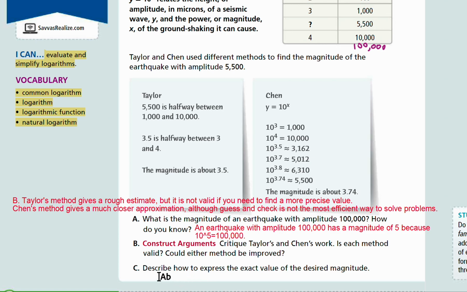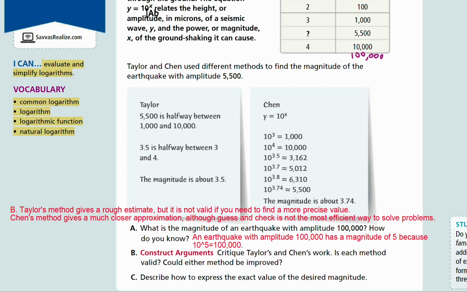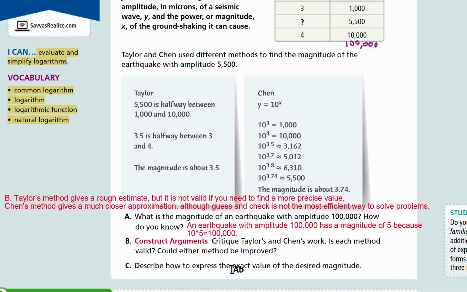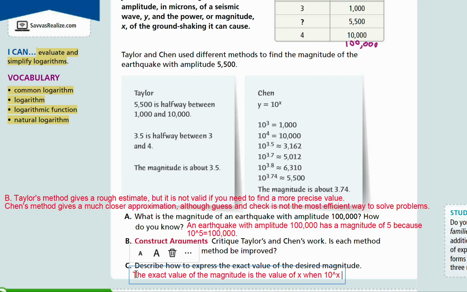So describe how to express the exact value of the desired magnitude. So we know from the equation that 10 to the x power is y. So 10 to the x power is 5,500. So the desired magnitude is this question mark, right? So the exact value of the magnitude is the value of x when 10 to the power of x is equal to 5,500.